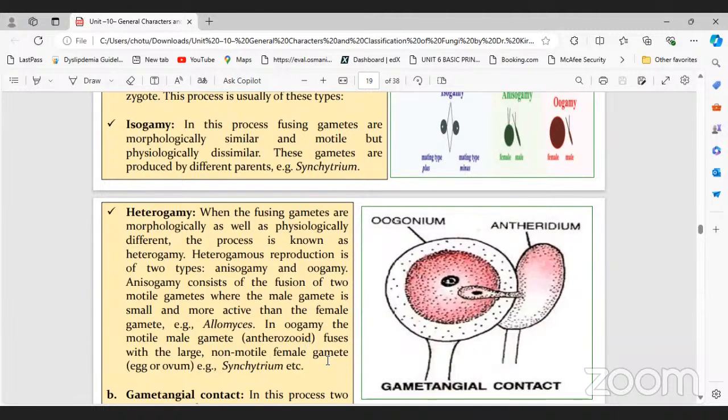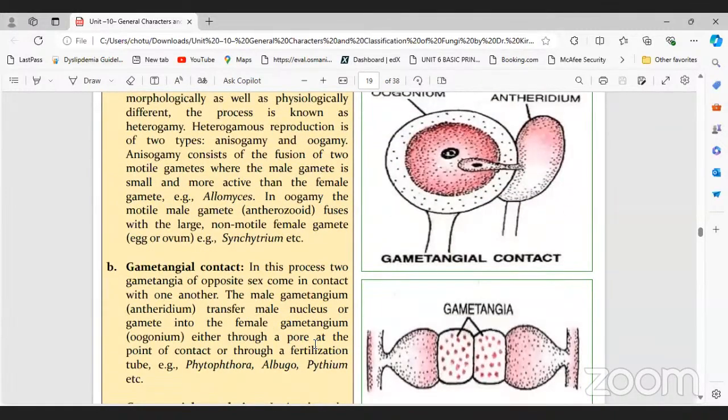Coming to the gametangial contact. In this type of plasmogamy, the male gamete is usually represented by the nucleus contained inside the antheridium, while the female gamete is represented by the egg contained in the oogonium. Sometimes both male and female gametangia contain a nucleus representing the gamete. When the two gametangia come in contact, the male gamete nuclei migrate into the oogonium, entering through a pore dissolved at the point of contact or through a fertilization tube, especially developed for the purpose by the male gametangium.